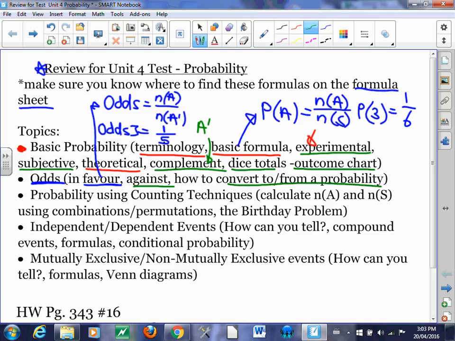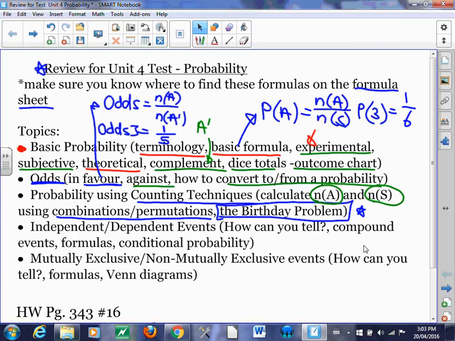Now we take a look at probability using counting techniques. These are the harder ones. They involve combinations and permutations, especially the birthday problem. Remember, folks, make sure you study one like that and know how to use that. And the key here is to find the number of ways that the event can occur divided by the number of total possible ways.